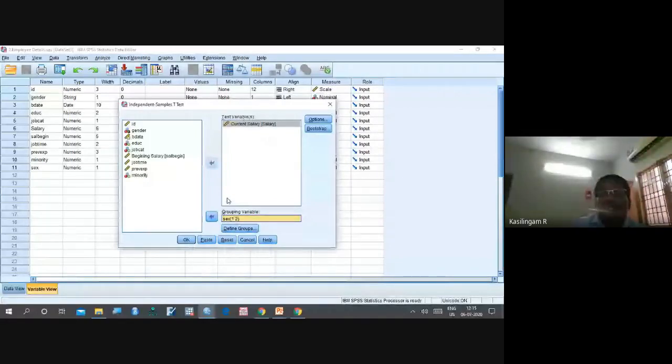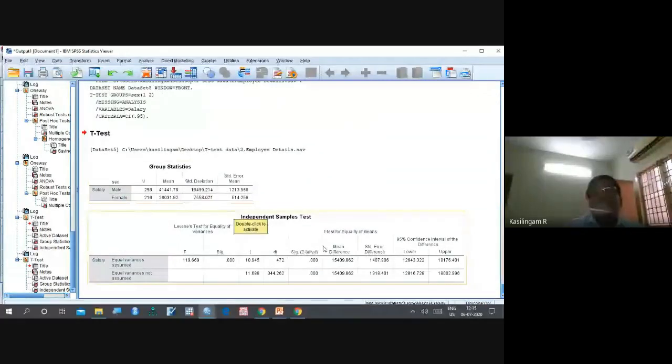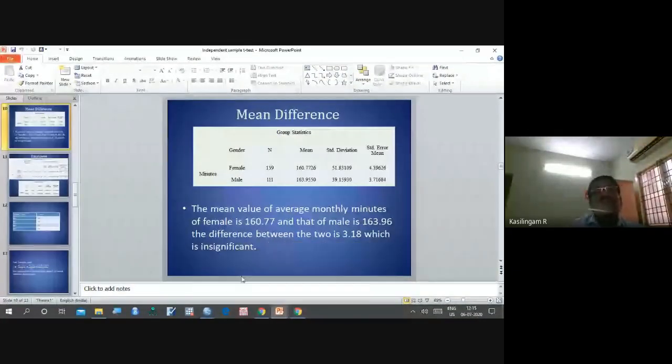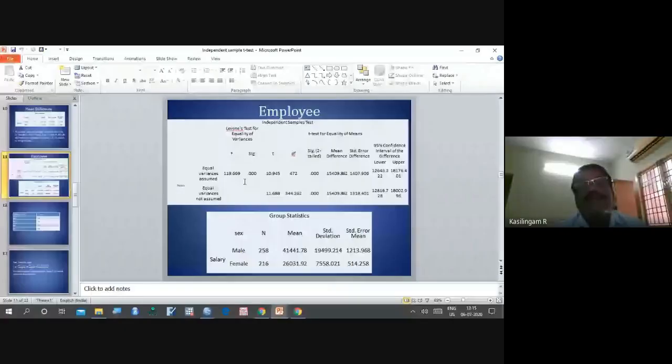Now after clicking okay, I'll get the result. Here I have one table, and here I have one more table. So let me put both tables here in the PPT. Now what do I have to see? First, I have to see Levene's test.